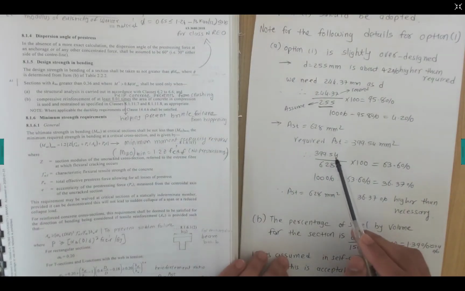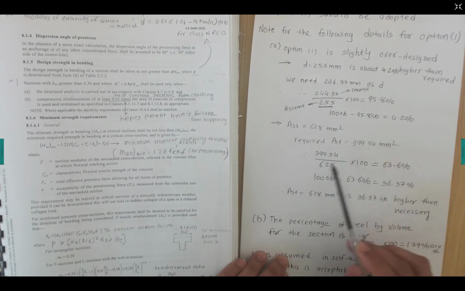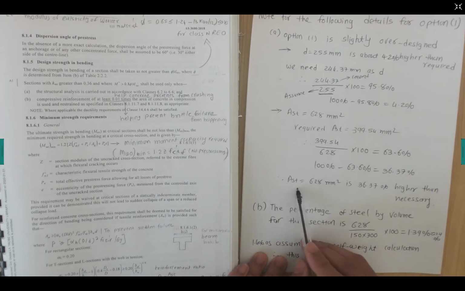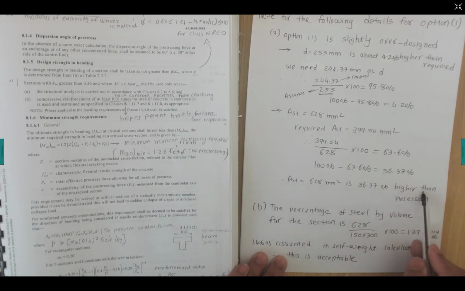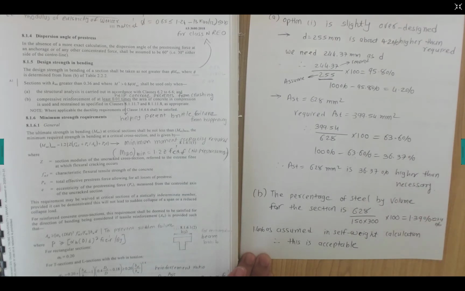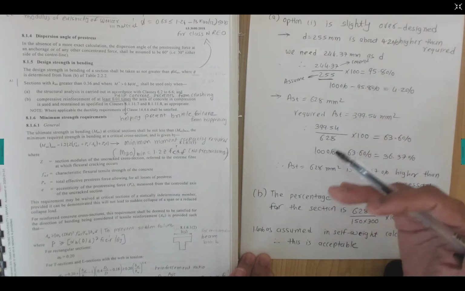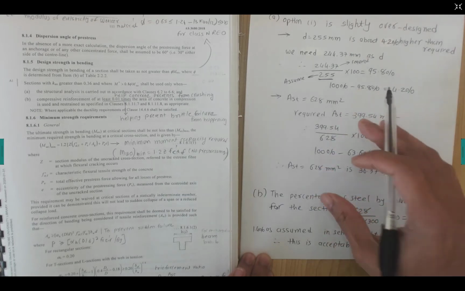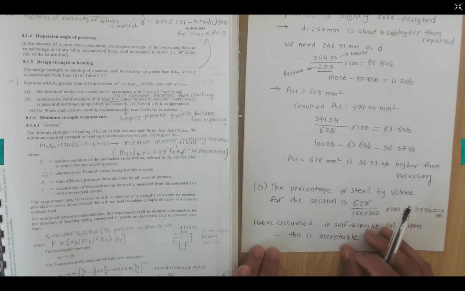If I do this ratio, the required divided by the one we are actually using, we get about 63.6%, and 100 take away 63.6 is about 36% higher than necessary. So this is a slightly over design of the beam. I think we know these answers, so I put these examples in the beam. But if you get very high over designs, you need to do iterations.